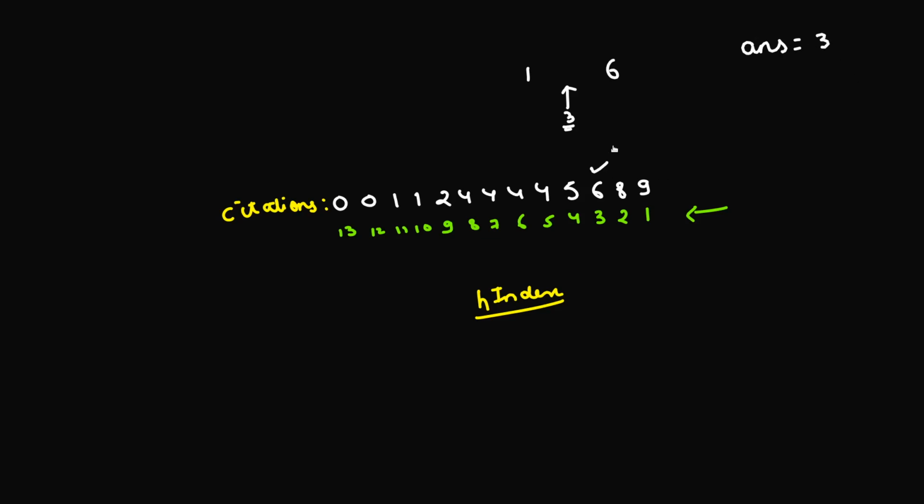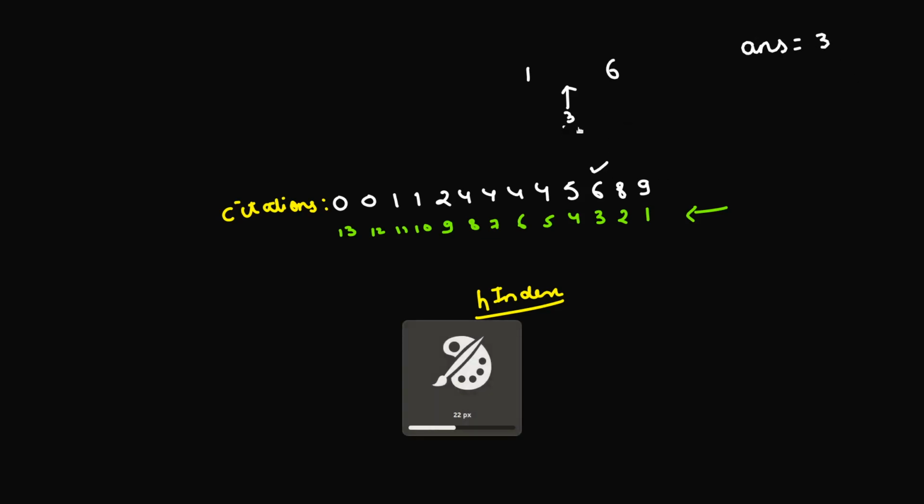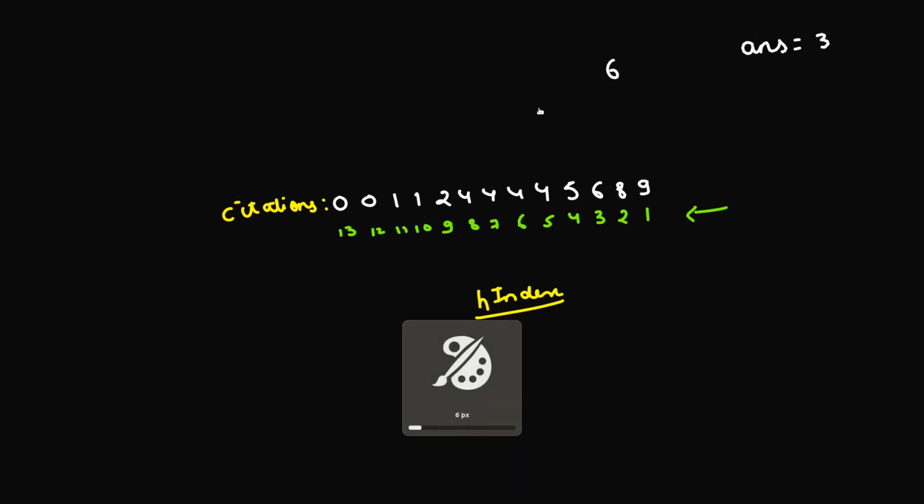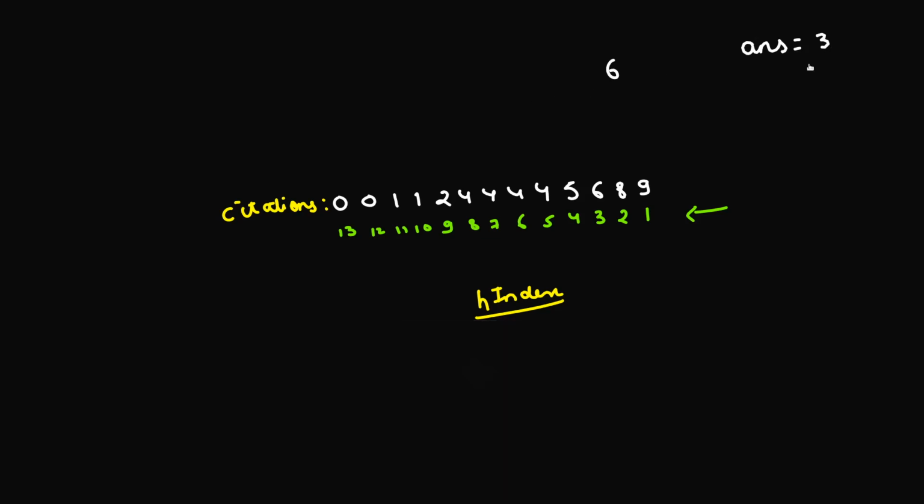Okay. Next, since I've already found 3 to be a valid h index, I'll be updating my binary search, and I'll now be searching between 4 and 6 instead of 1 and 6, because I've already found my answer to be 3, so I'll be doing a binary search between 3 plus 1 and 6, which is 4 and 6. Okay, so the number in between 4 and 6 is 5. So I'll be checking whether 5 can be a valid h index or not.